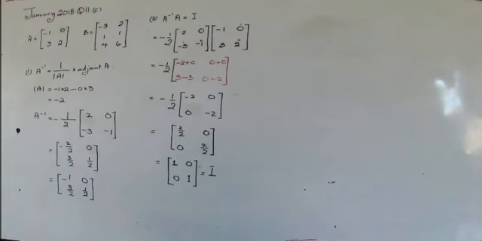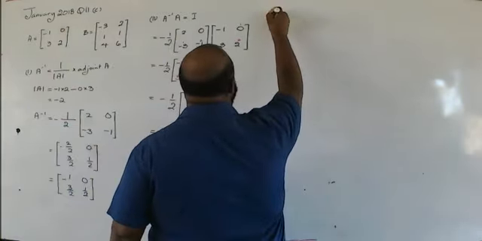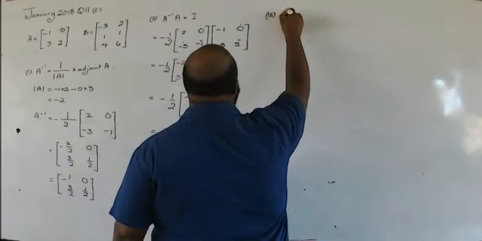The examiner is asking us to show that A inverse times A is equal to I. We have done that before. We know how to do it. Next, determine A inverse. Part three: A squared.